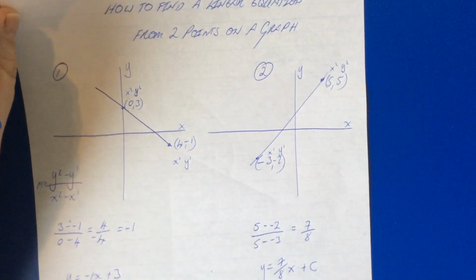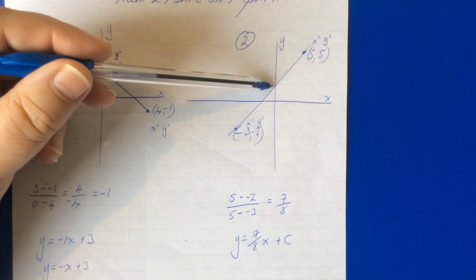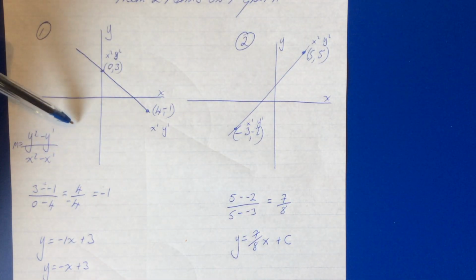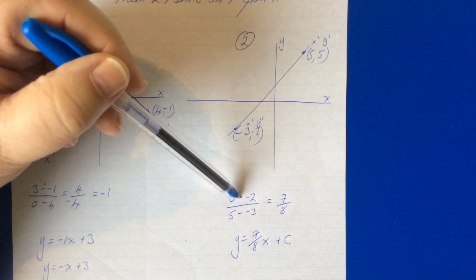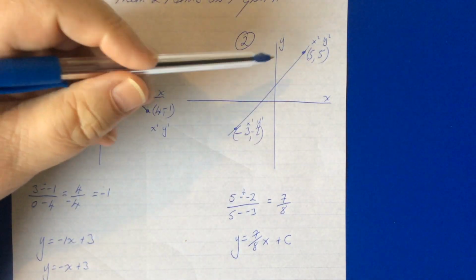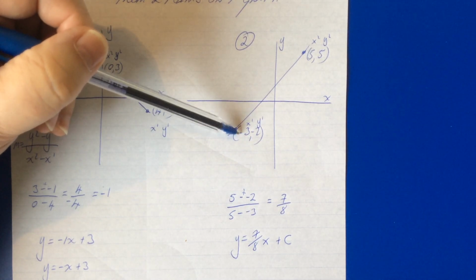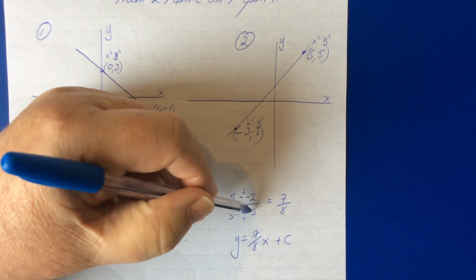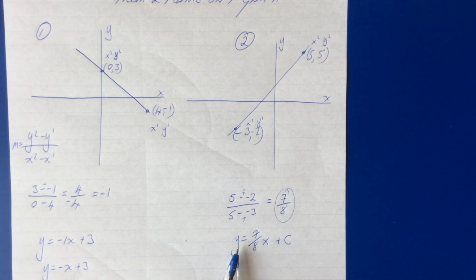Now, over here, we're going to do the same thing, but bear in mind that we still have to find this number. So we're going to go after the gradient in the same way that we did over here. y2, 5, minus y1, negative 2, good as adding, over 5 minus negative 3. So what do we get for that? Well, 5 and 2 is 7, 5 and 3 is 8. That is our gradient. And so we have an equation y equals 7 over 8x plus c.